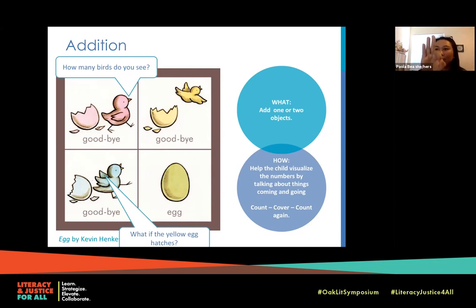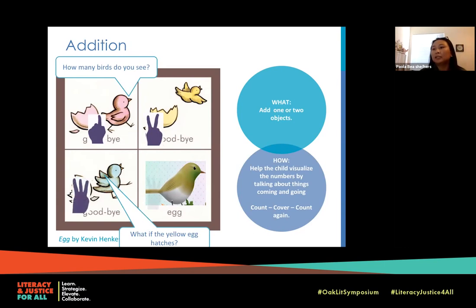Before we counted 3, and then the yellow-green egg hatches, and now there are how many birds? So we added 1, right? We're going to count again. From 3, we add 1, and count again: 1, 2, 3, 4. There are 4 birds, and number 4 looks like this, right? So now there are 4 birds in this picture. That's how we incorporate addition in non-math storybooks.